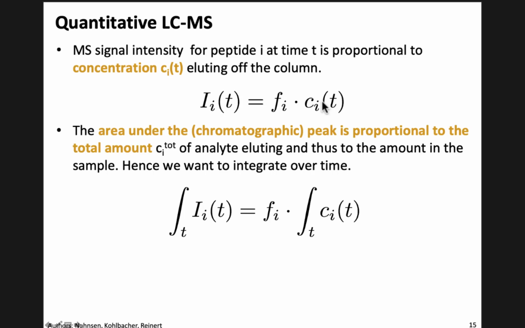This is not the stock concentration. This is the concentration as it elutes off the column. If we want to know what was really in our stock solution, then we need to integrate all the signals. So the integral over the signal intensity is the integral over the concentration times the sensitivity factor. We can just pull that out. It's proportional.